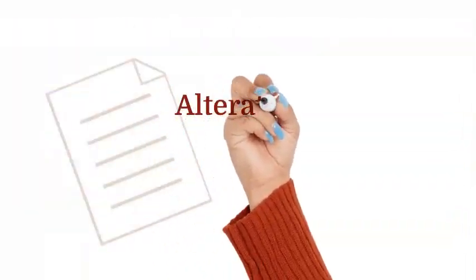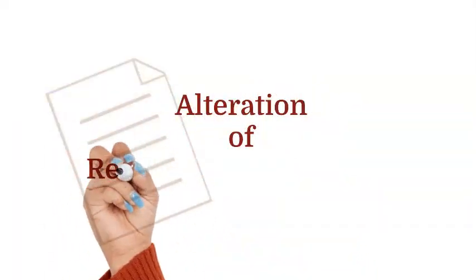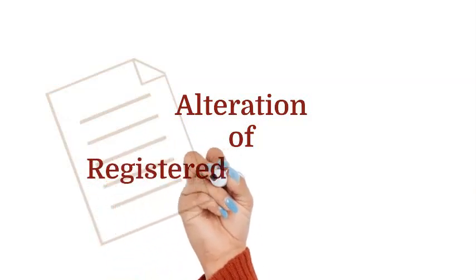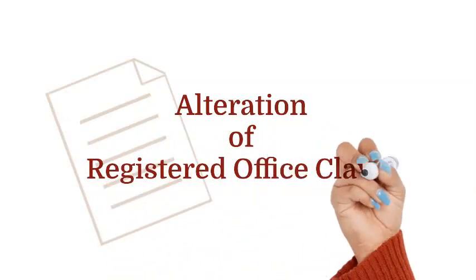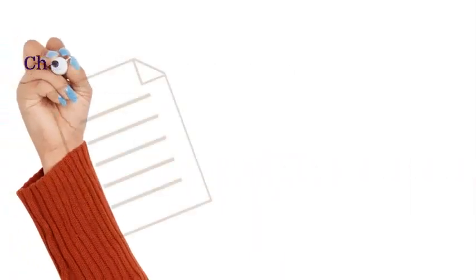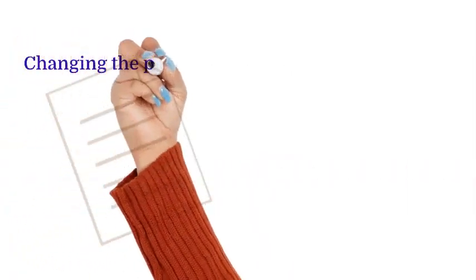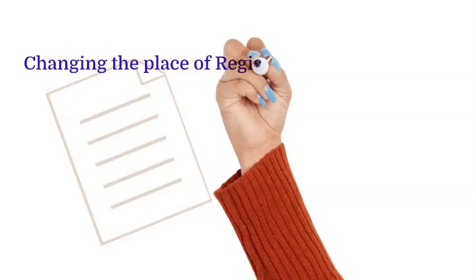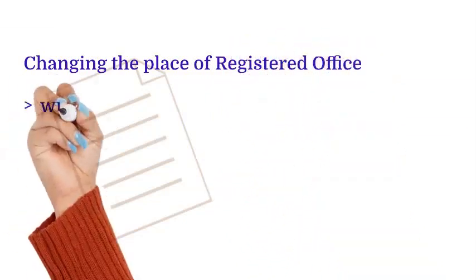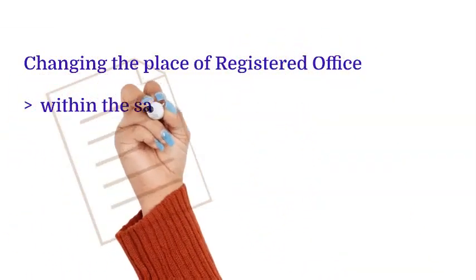Now we move on to the second clause of Memorandum of Association, that is, alteration of registered office clause. The place of registered office of a company may be altered or changed in any of the following 4 ways.